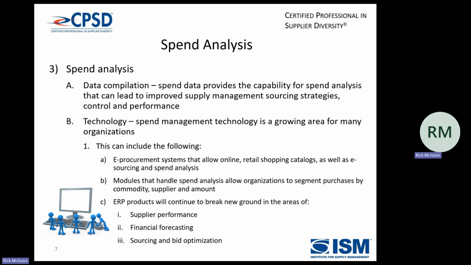So, spend analysis. You've got to do data compilation. Spend data provides the capability for spend analysis, which can lead to improved supply management, sourcing strategies, control, and performance. So it's all about technology. Spend management technology is a growing area for many organizations. This can include e-procurement systems, retail shopping catalogs, and other things like that that have data in them. Modules that handle spend analysis allow organizations to segment purchases by commodity, supplier, and amount. And ERP will continue to break new ground in areas of supplier performance, financial forecasting, soliciting, sourcing, and bid optimization.